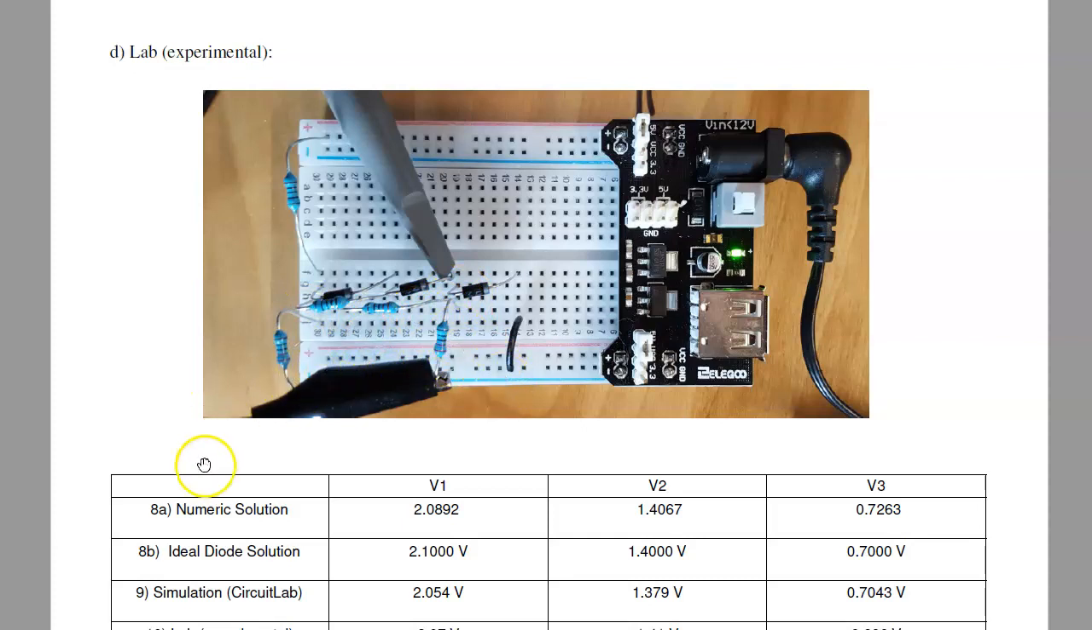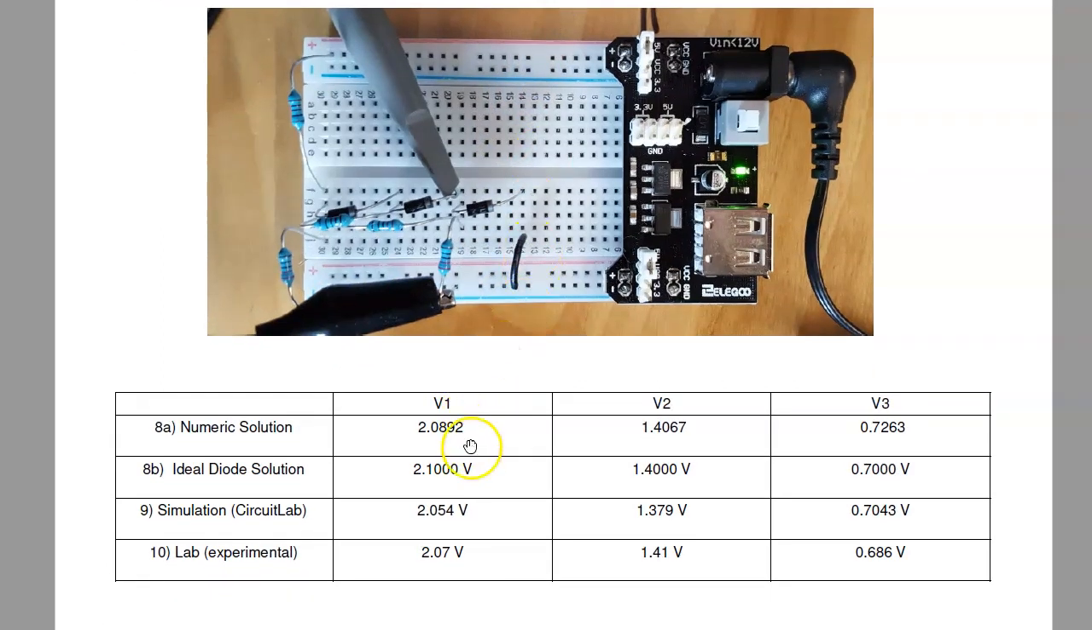So the net result is the voltages V1, V2, V3 that I solved numerically versus an ideal diode versus the simulation versus lab will be similar, but slightly different. Again, they all make slightly different assumptions. So that's homework set number 2 for ECE 320.